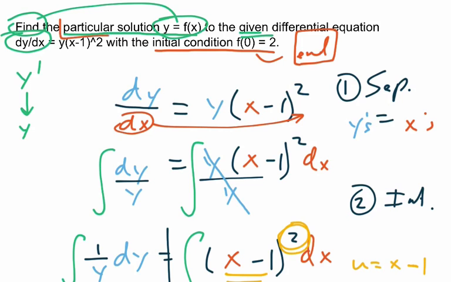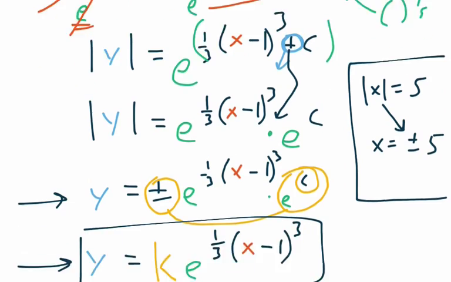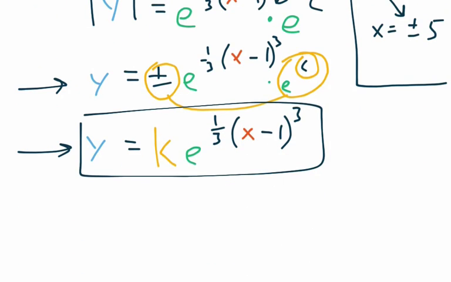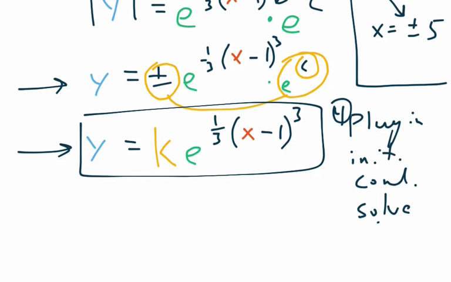We need, however, the particular solution, and that's where this initial condition comes in, all the way at the end. You did all the hard part, and now what you have to do is plug in, this is like step 4, the last step for a particular solution. You're going to plug in the initial condition to solve for k. So we solve for k.